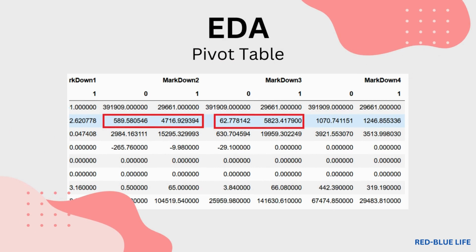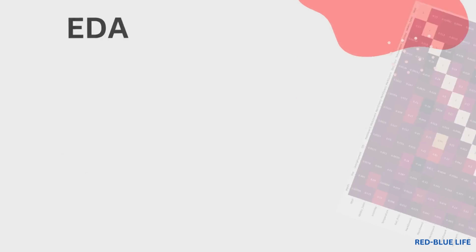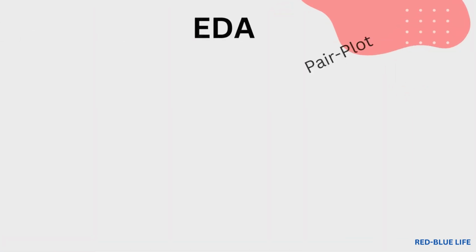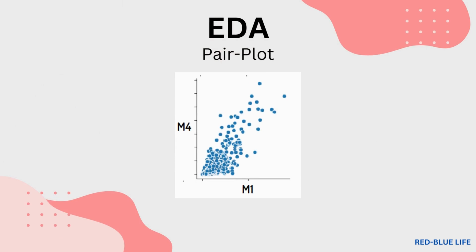Now it's time for exploratory data analysis. We found the mean through a pivot table and observed that markdown 2 and markdown 3 are dependent on holidays. Holidays also show some correlation with those markdowns. Markdown 1 and markdown 4 have the highest correlation of 0.84, 0.42 between markdown 1 and markdown 5, and sales also have some correlation with the store size. This is the pair plot between markdown 1 and 4, which have the highest correlation.